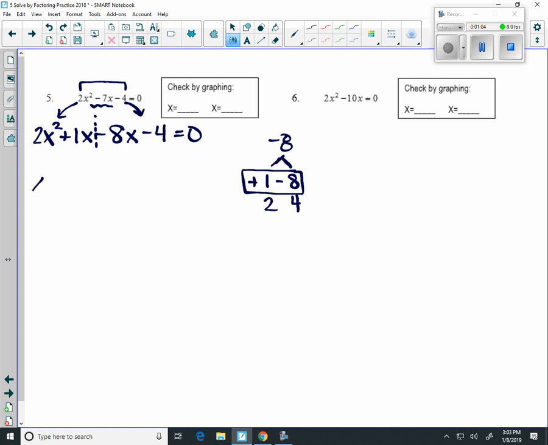The first two have x in common. When I take an x out of 2x squared, I'm left with 2x. When I take an x out of 1x, I'm left with 1.